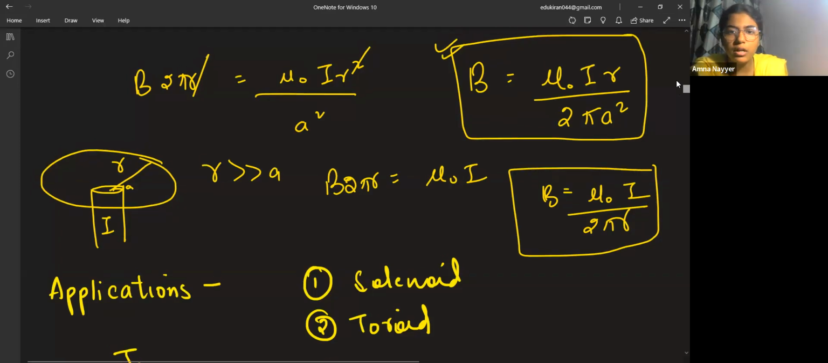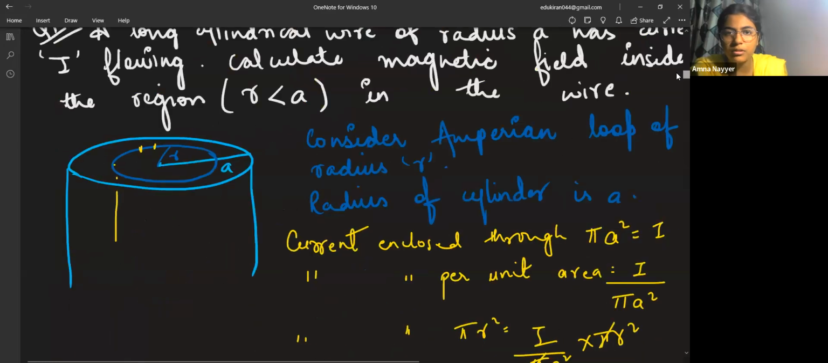Before coming to solenoid and toroid, write down the solution for this question.